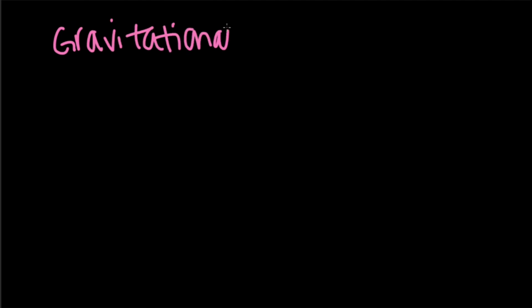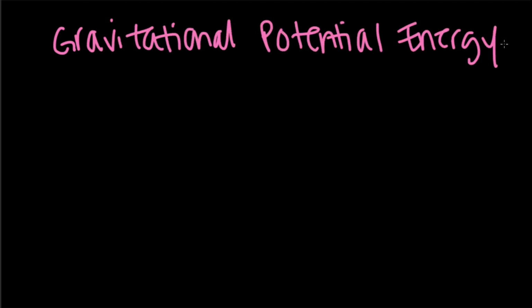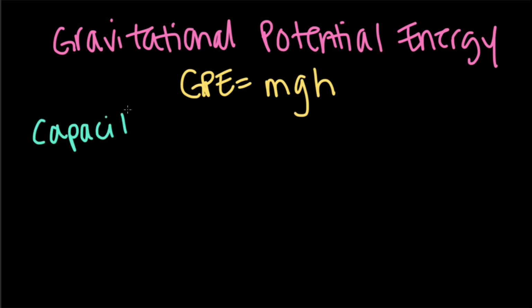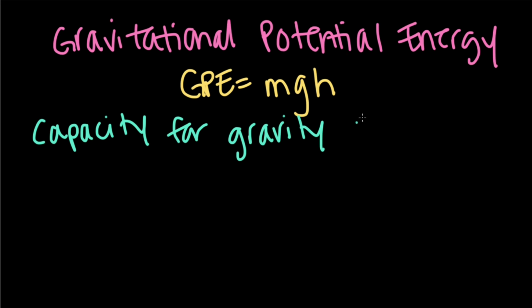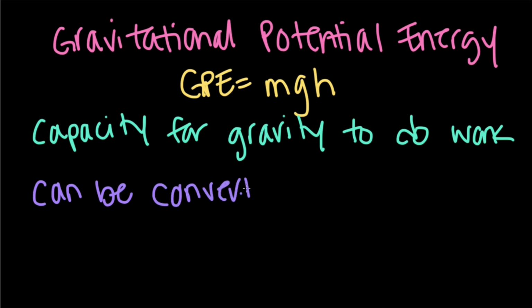So today we talked about gravitational potential energy, and we derived an expression for it, which is mgh, where m is the mass of an object, g is the acceleration due to gravity at the Earth's surface, and h is the height above the surface of the Earth. We said that this gravitational potential energy is the capacity for gravity to do work on an object. And we said that this gravitational potential energy can be converted to kinetic energy. We also did some sample calculations and looked at an example of real data.